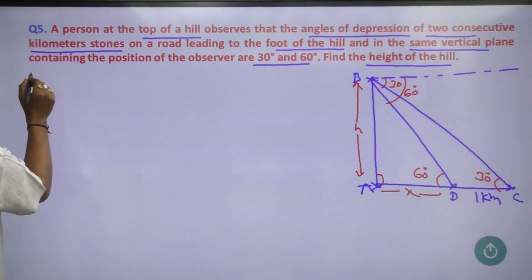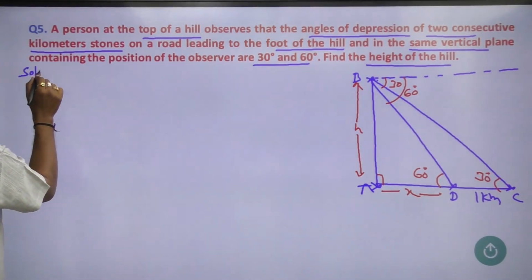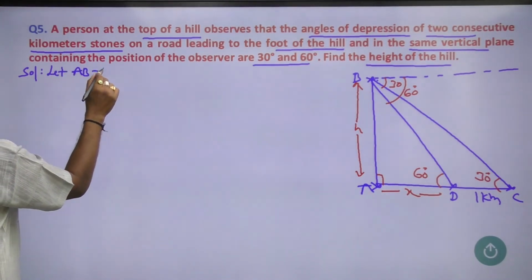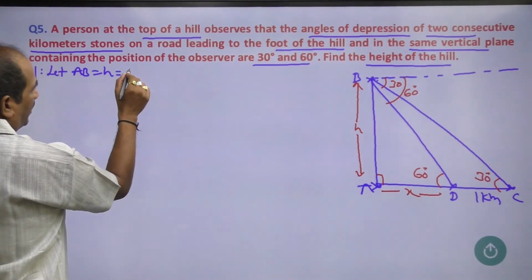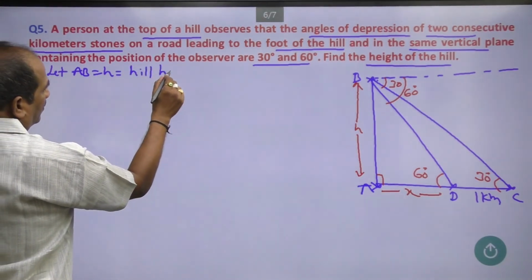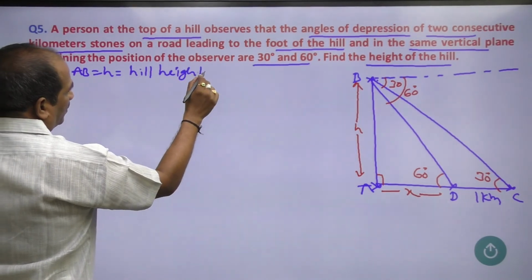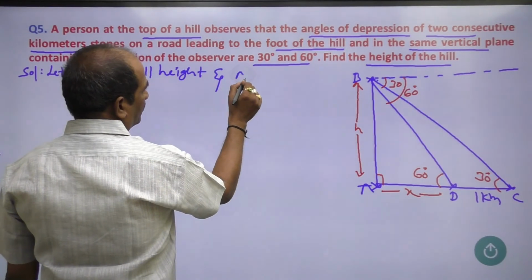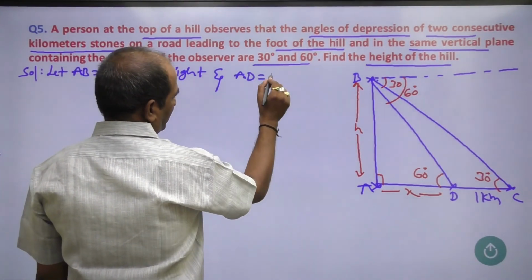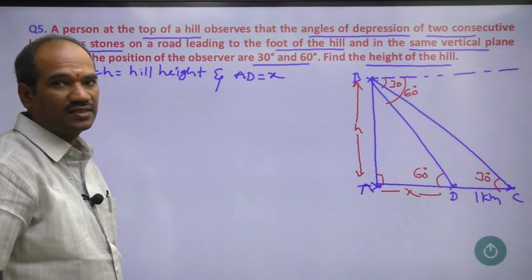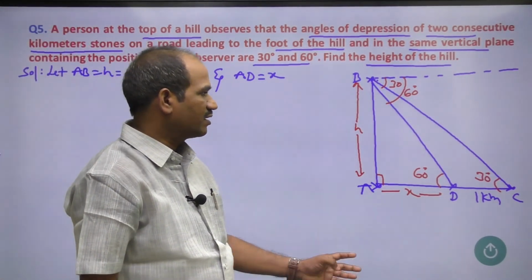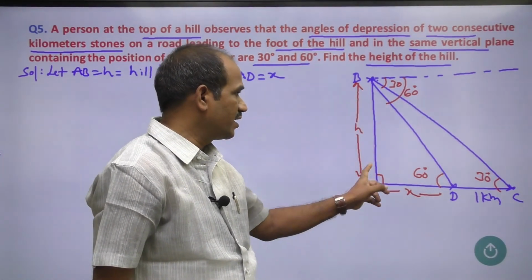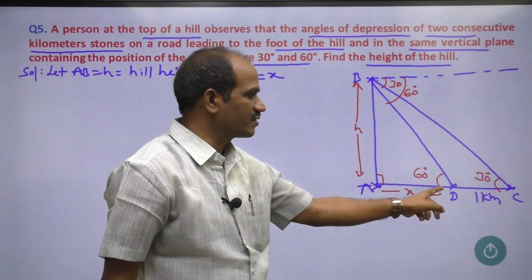See first, in the solution, let AB equal h, the hill height, and AD equal x. Take the first triangle and the second triangle. See here, the first triangle has 60 degrees, take this one. So the first triangle is triangle ABD.